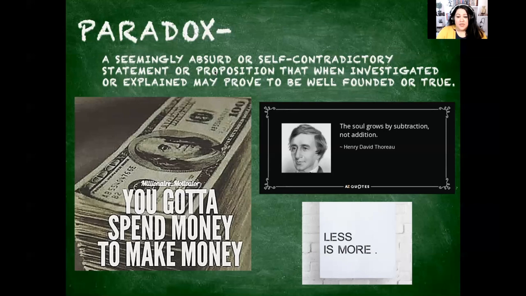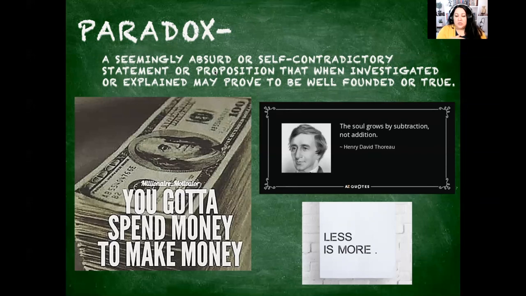Okay, the phrase addition by subtraction is very common. A lot of people use it when referring to companies letting people go or firing people that are toxic to the company. They call it addition by subtraction. If we fire this toxic person, we are adding to our company by subtracting that person. So addition by subtraction seems really contradictory, but it's actually a paradox.